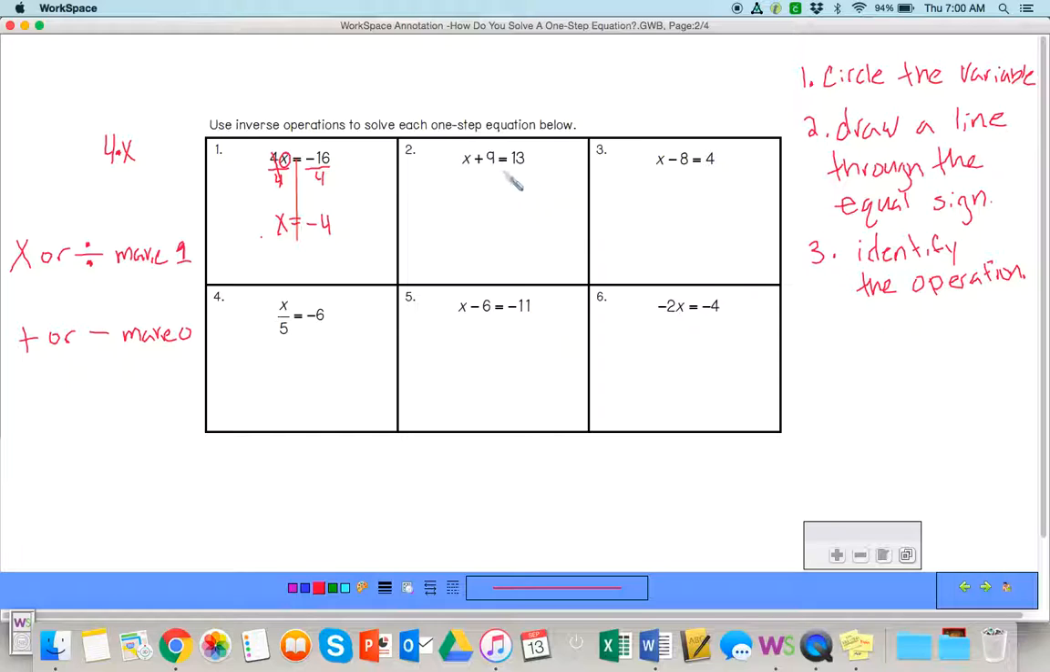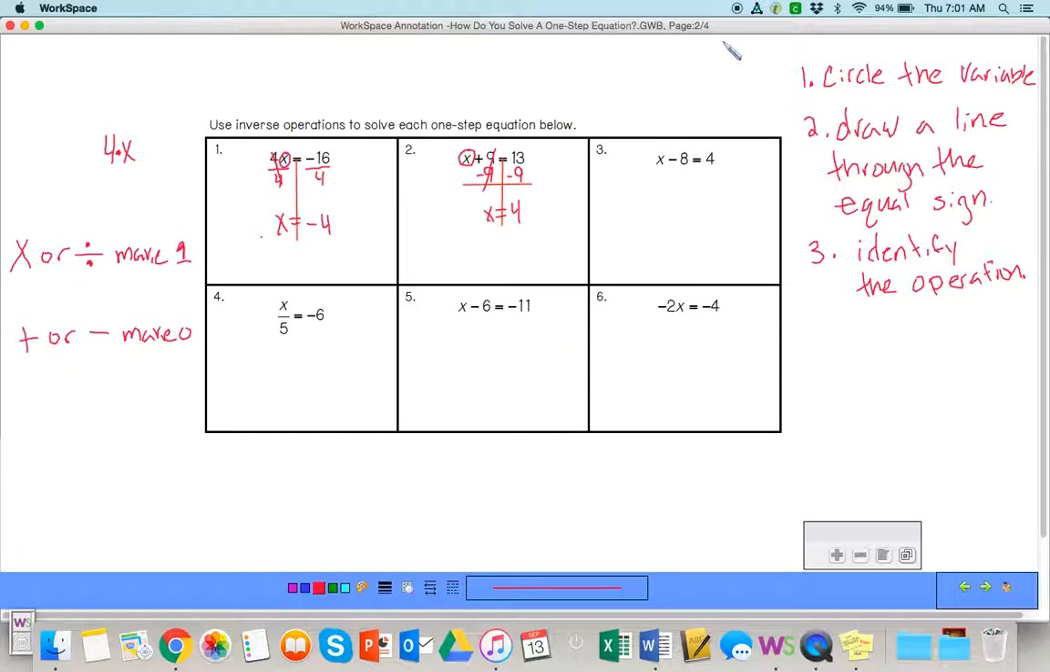But in this problem, we're going to circle our variable. We're going to draw a line through the equal sign, okay? So we need to make 0. We need to turn this 9 into a 0 because we are adding or subtracting. So in order to make 0, we need to subtract 9. And whatever I do on one side, I have to do on the other side. And so this makes 0, so it cancels out, and I'm left with x equals 4.